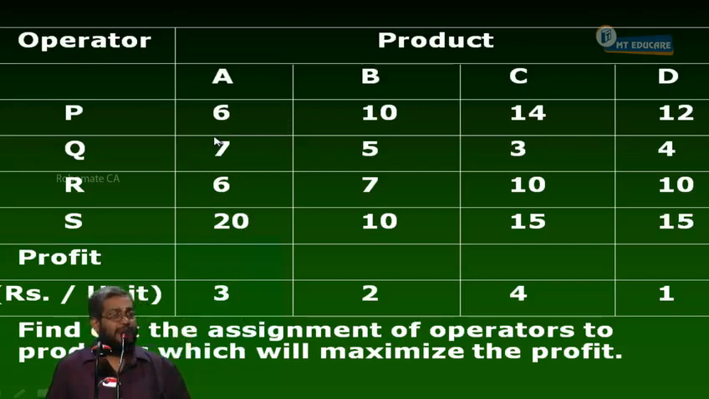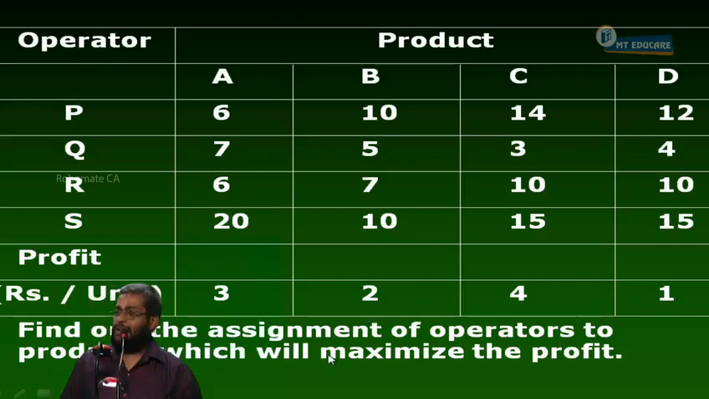Yes or no? Right or not? How did I do it? 420 divided by 6 into 3 gives 210. One more example. P is given what product? B. How many minutes? 420. How many minutes per unit? 10 minutes. How many units? 42. Into what? 2. You see the profit matrix. Everybody respond yes or no?